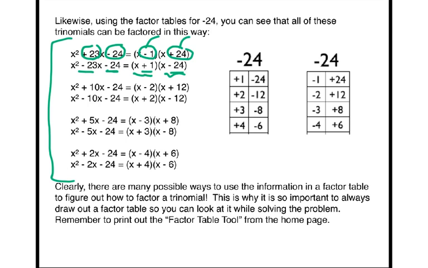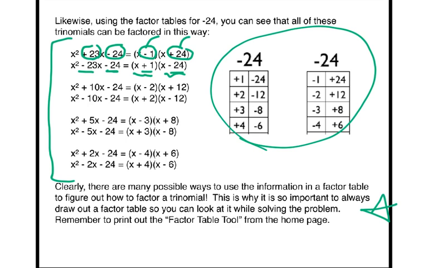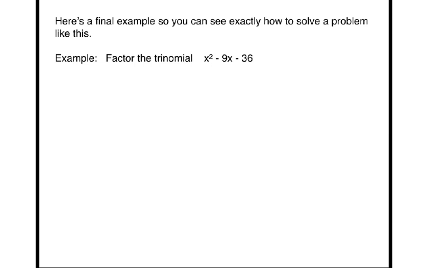Clearly, there are many possible ways to use the information in factor tables to figure out how to factor a trinomial. Again, this is why it is so important to always draw out a factor table so you can look at it with your eyeballs while solving the problem. Remember to print out the factor table tool from the home page. Here's a final example so you can see exactly how to solve a problem like this. Factor the trinomial x squared minus 9x minus 36.